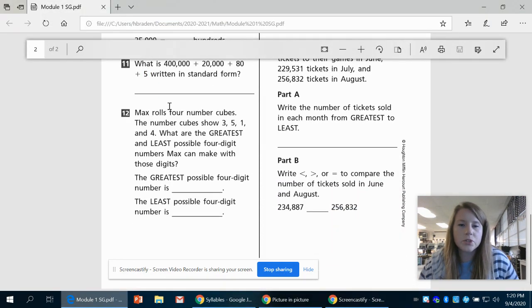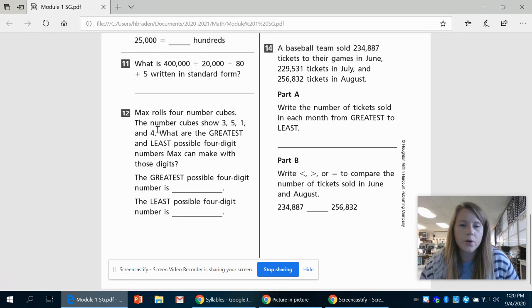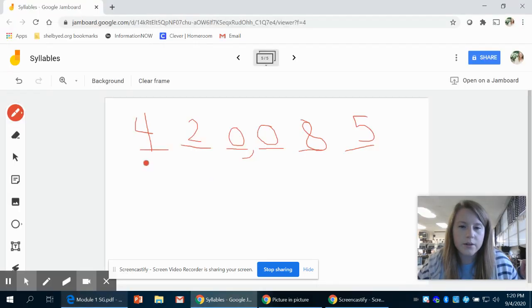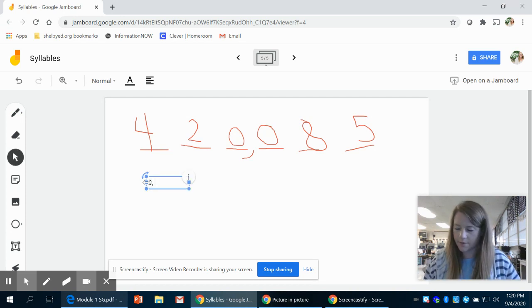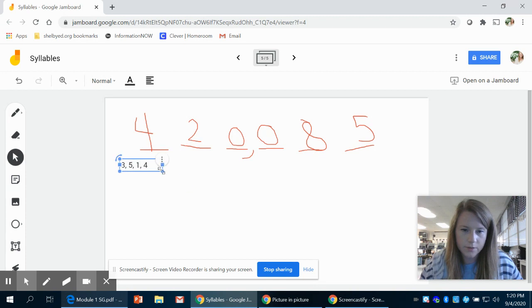All right, Max rolls 4 number cubes. The number cubes show 3, 5, 1, and 4. What are the greatest and least possible 4-digit numbers Max can make with these digits? The greatest possible 4-digit number. Okay, you want to start with the biggest number and then go down to the smallest. So we have a 3, 5, 1, and 4.